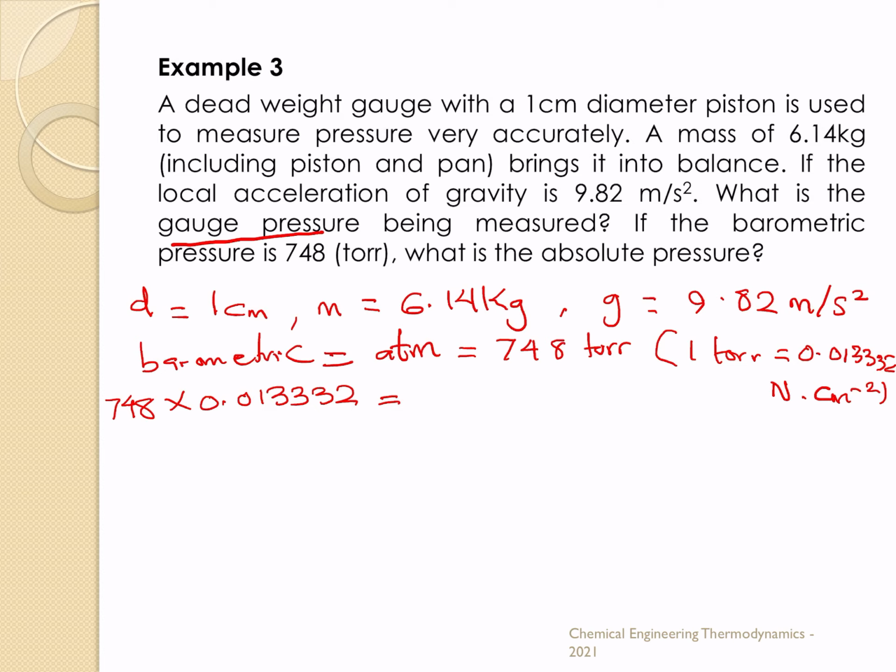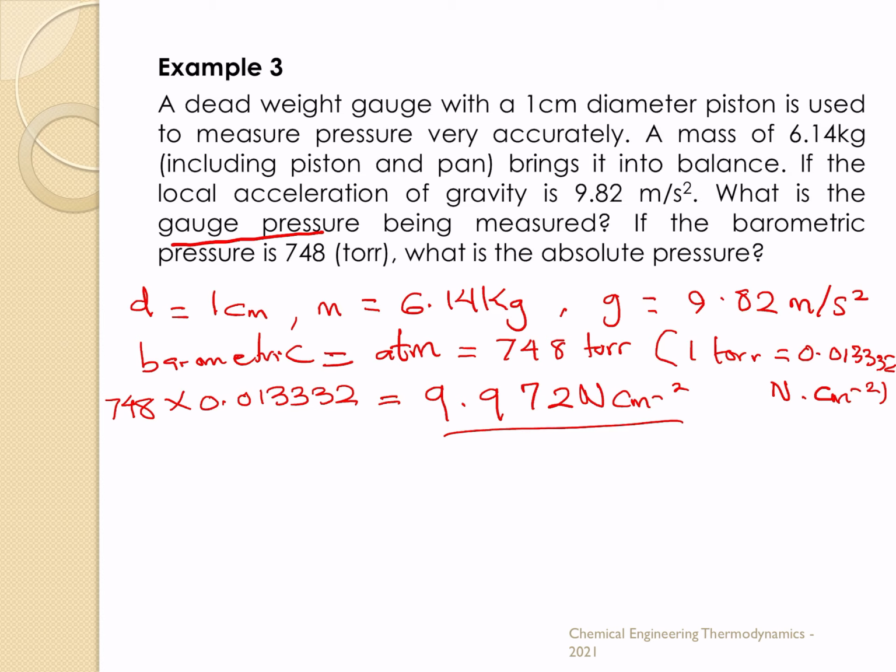Let's quickly punch that into the calculator to see what that gives us in terms of the atmospheric pressure. 748 multiplied by 0.013332 gives me 9.972 Newton per centimeter squared. So we've got that. Let's move on.